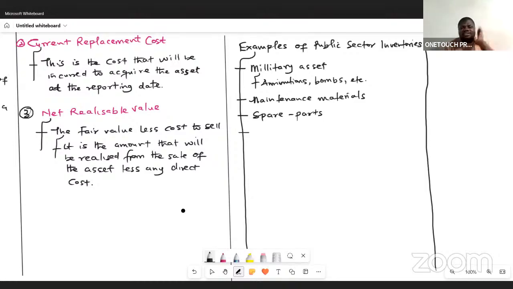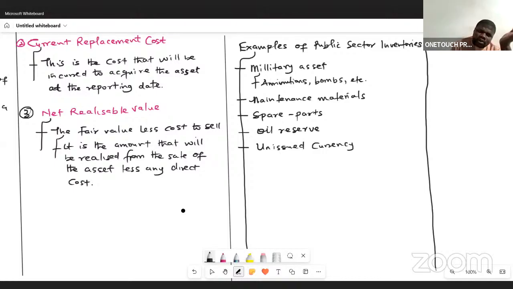Oil reserves. For example, in Ghana, we have oil. Those oil that we have kept as reserve, that remains unsold, oil reserves are all part of inventory. Our currency, the currency that we have printed, the ones that we have not yet issued to the public, they are all part of our inventory. Unissued what? Currency. Unissued currency. So it goes on and on.